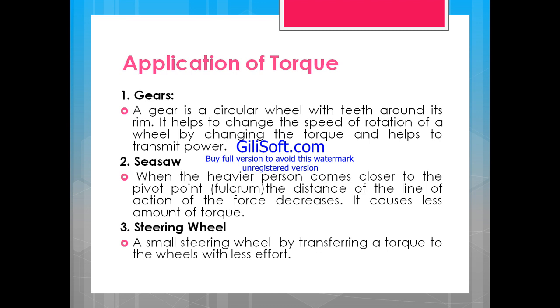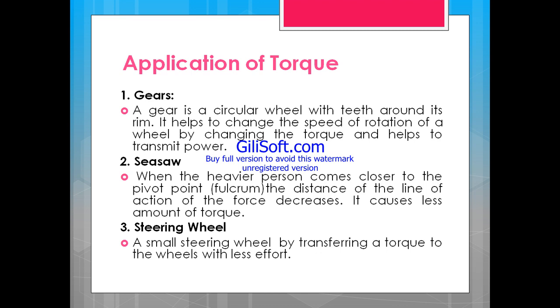And the next thing is the seesaw. When the heavier person comes closer to the pivot point, it is a game, as I already told you, that we have seen for moment of couple. It's a pivot point, the fulcrum we say, the center point, the center of mass. The entire weight will be carried by the center of mass if both points are equally balanced with persons of similar weight. Maybe one side has a heavier person and the other not as heavy, but if both are equally balanced, the center of mass is also equally balanced, which we saw about equilibrium. The same thing applies in the seesaw game, and the distance of the line of action of forces decreases, so it causes less torque.